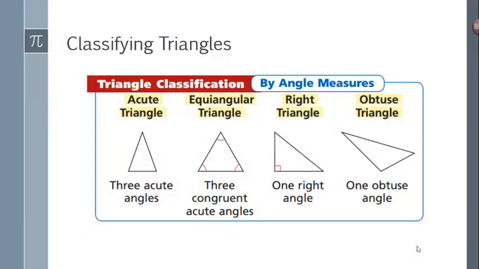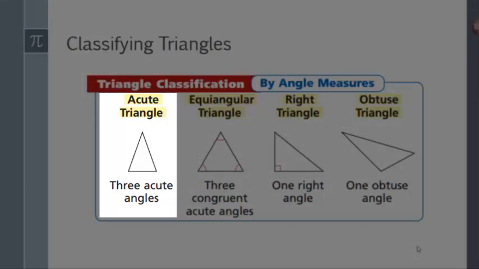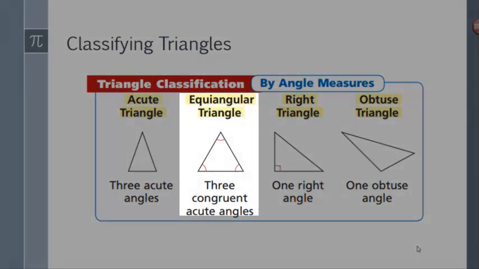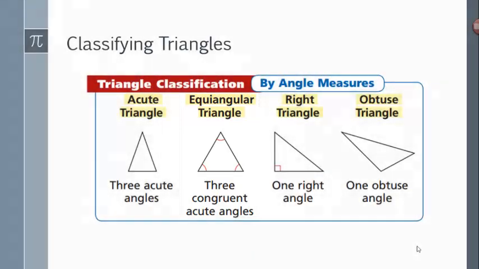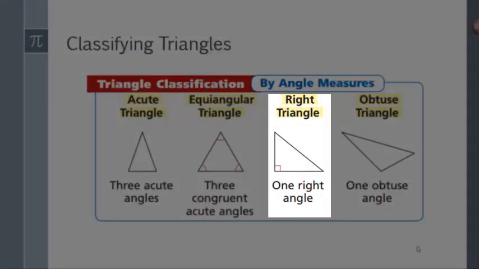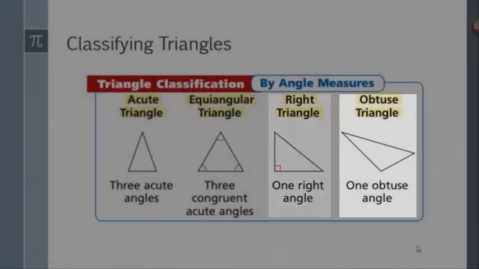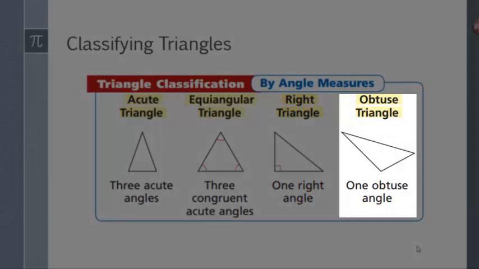We can classify triangles in two different ways. We can classify them by angle measures, or we can classify them by side lengths. By angle measures, we have four different types. We have an acute triangle, which has 3 acute angles. There are no specific measures to those 3 acute angles. We have an equiangular triangle in which all three angles are congruent, and they all happen to be acute as well. We have a right triangle that has 1 right angle, and we have an obtuse triangle that has 1 obtuse angle.